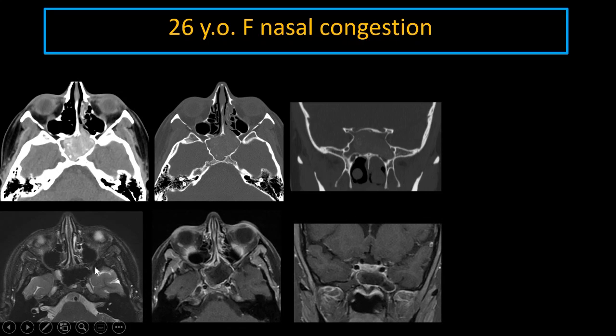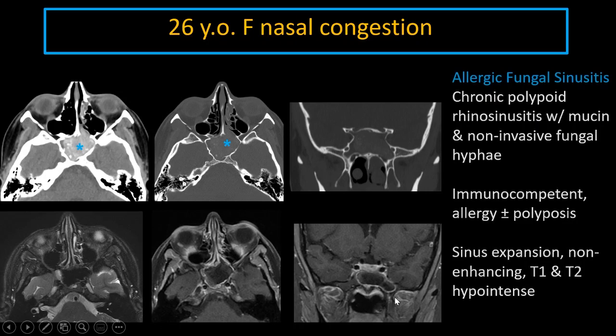On MRI, the contents within the sphenoid were markedly T2 hypointense and T1 hypointense with just a small periphery of enhancing mucosa within the sphenoid. This is also appreciated in the coronal plane, and this is a classic example of allergic fungal sinusitis, which consists of chronic polypoid rhinosinusitis. The contents within the sphenoid represent mucin and non-invasive fungal hyphae. This occurs in immunocompetent patients and can lead to areas of mucocele formation with obstruction of the sinus.